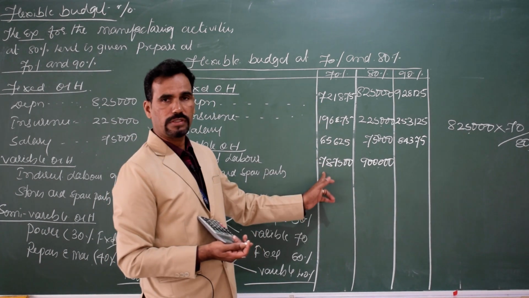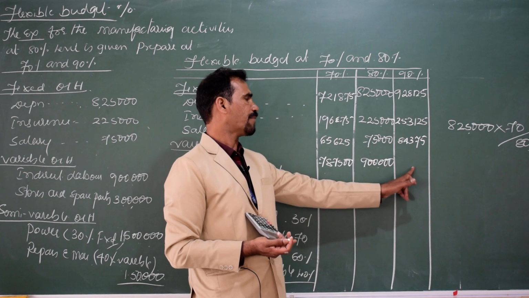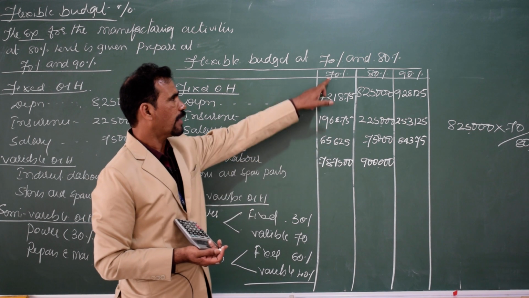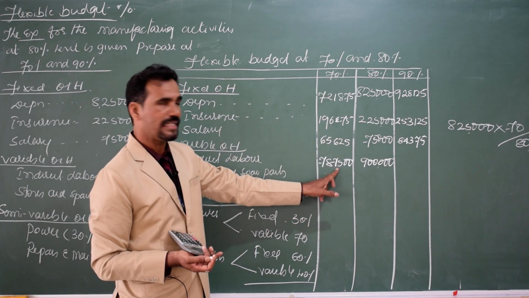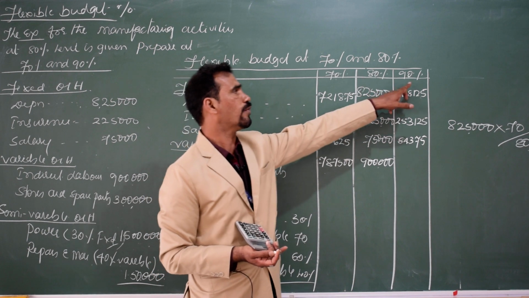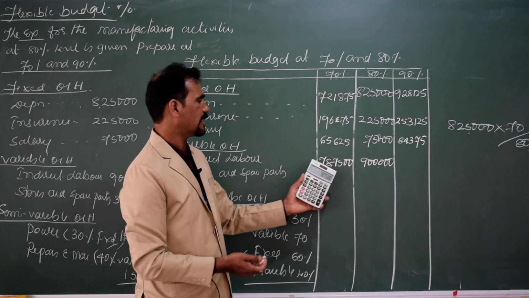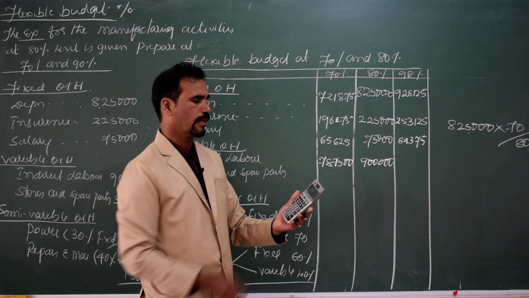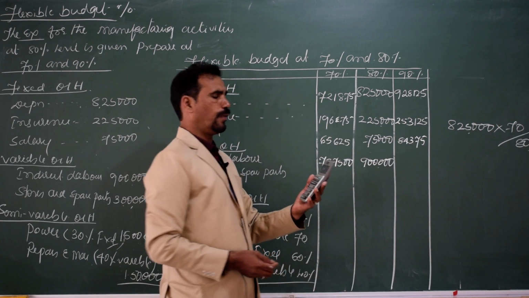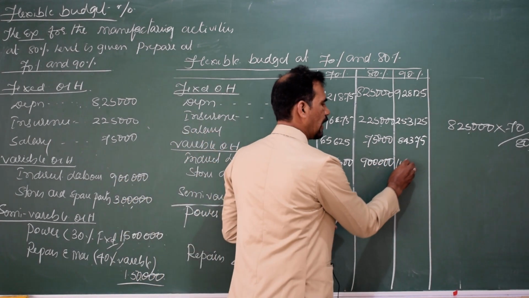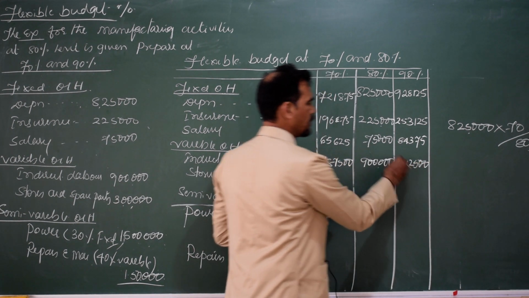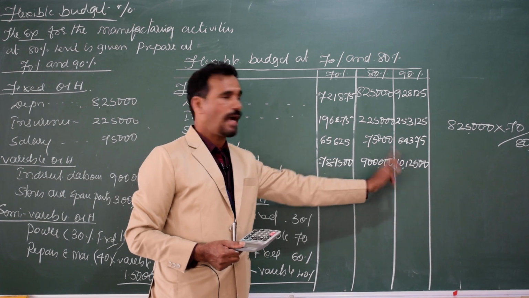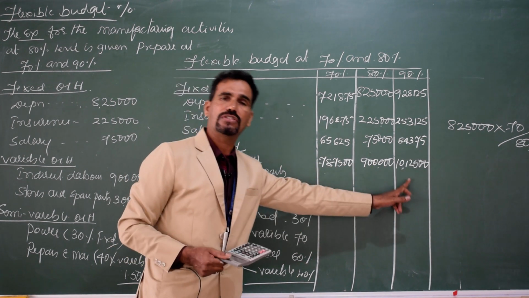Next level we want 90% capacity. How to find 90% capacity? Take this base level, example 70% is the base level now. 7,87,500 into the next level we want, 90%, divided by 70% equals 10,12,500. This is the answer. So, whatever the base, you should convert for the next level, whether you are taking 80% or 70% or 90%, it is the same.